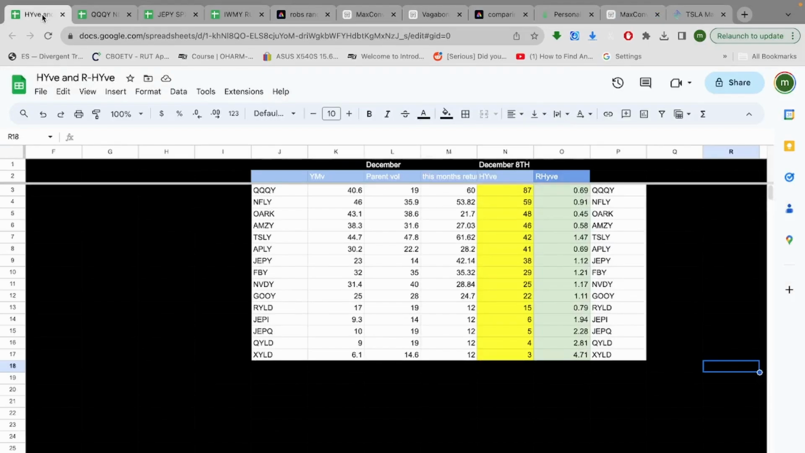Today I wanted to look at the hive and the R hive. It's kind of a continuing series on my high yield volatility equation and my risk adjusted high yield volatility equation.